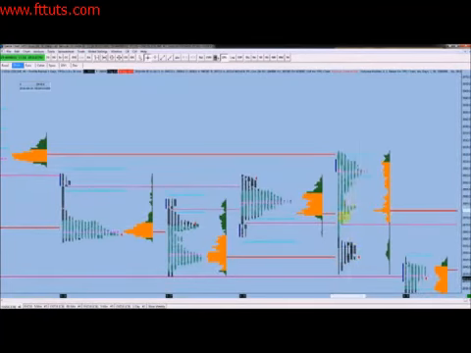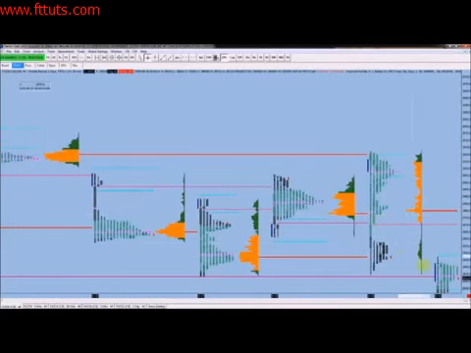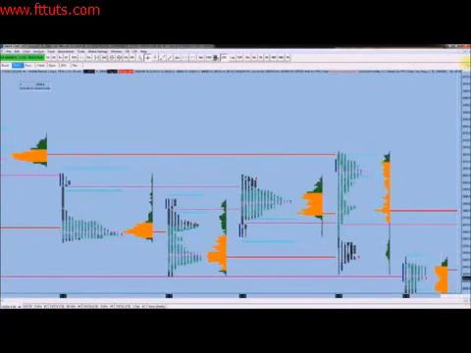In terms of some of these areas here, this in a sense was a triple distribution day. So we were in balance here, we then shifted lower and found a bit of balance here, and then of course we shifted even lower and found balance here. A double distribution trend day, the Bund had one.